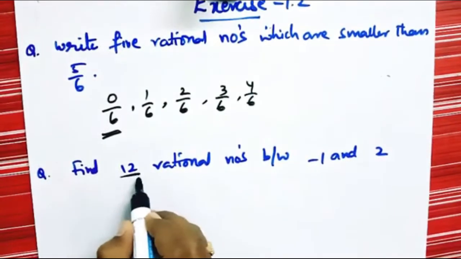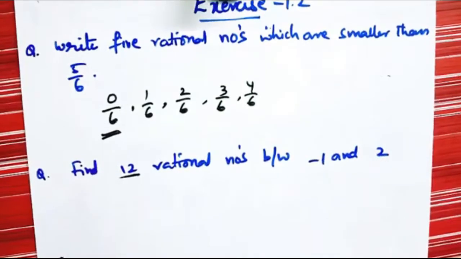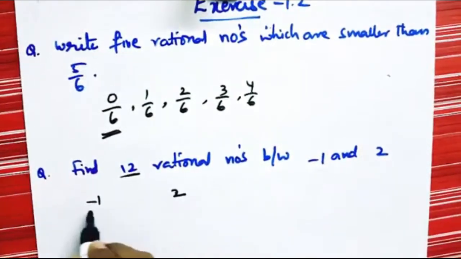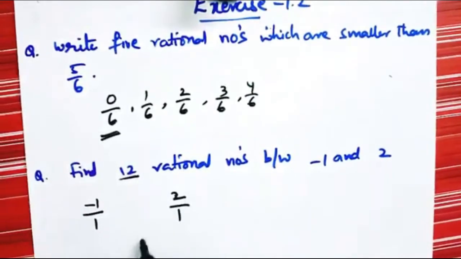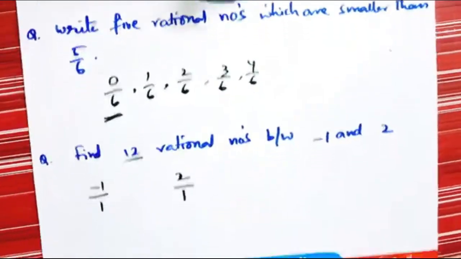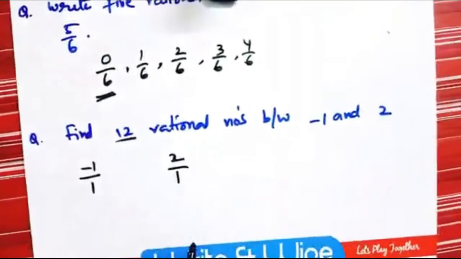Next question, find 12 rational numbers between minus 1 and 2. So we can't use the mean method to find 12 rational numbers, so we can use the alternate method. Minus 1 and 2 is the given. So first find the equivalent fractions of this: minus 1 by 1 and 2 by 1.